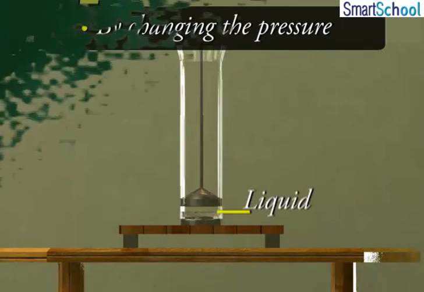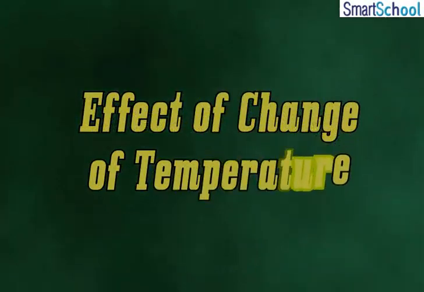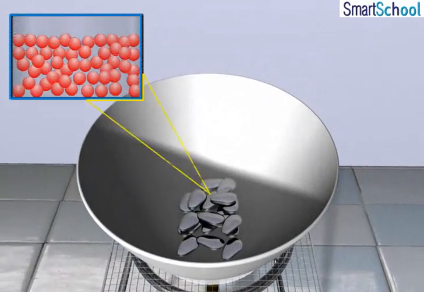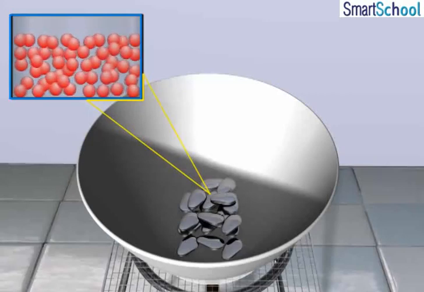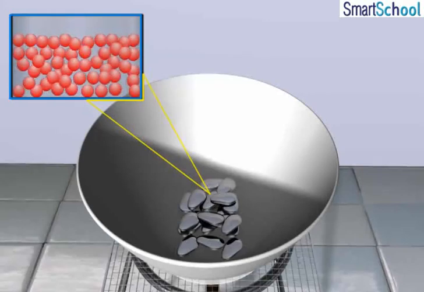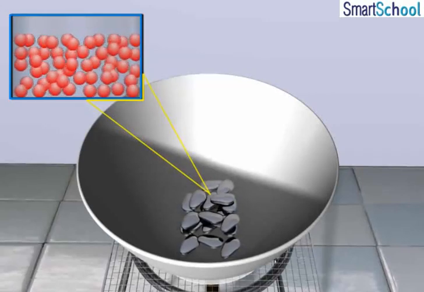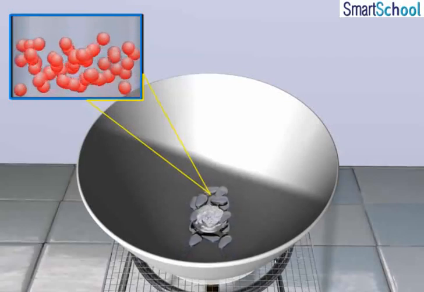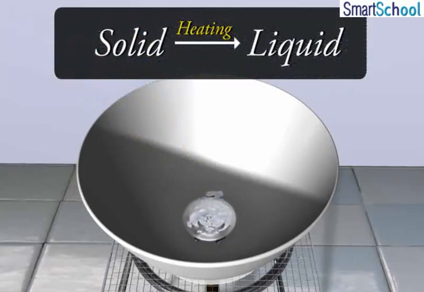Let us now understand how the temperature affects the state of matter. When heat is supplied to a crystalline solid, the kinetic energy of its constituent particles increases. Due to this increase in kinetic energy, the particles start vibrating with a greater speed than before. On further increasing the temperature, the energy supplied in the form of heat overcomes the force of attraction between the particles and causes them to flow, thereby leaving their fixed positions. Eventually, the solid melts and is converted into liquid.